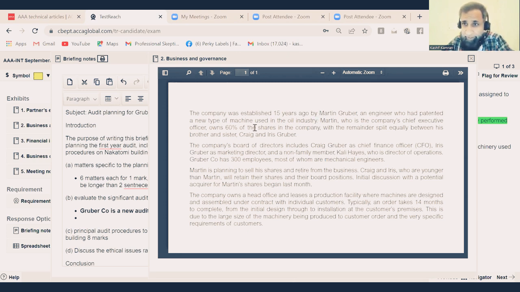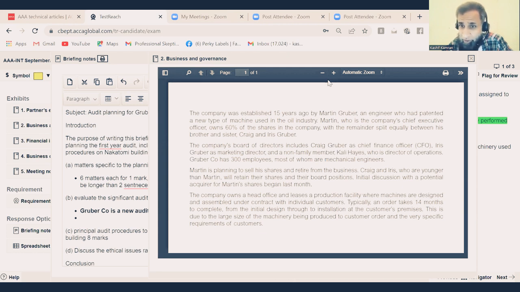Okay, so the company is managed by Martin and the brother and sisters, Craig and Iris. The company board of directors includes Craig as the chief executive, Grubber as a marketing director, and Kelly as a director of operations, so on and so forth. Martin is planning to sell shares. How many shares does Martin have? 60%. And Martin is the owner, the founder. The company was established 15 years ago by Martin. So is Martin the owner? Yes. He is planning to sell 60% of the shares and retire from the business. Craig and Iris, who are younger than Martin, will retain the shares they have, 40%.